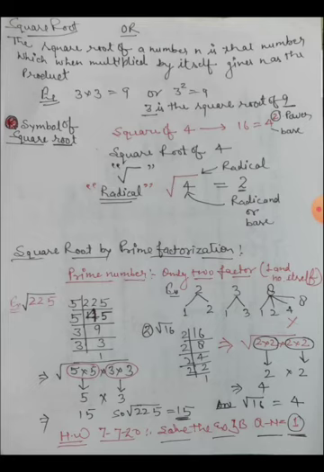This method is very easy. Every student is familiar with the prime factorization method. You find the prime factors, then you make the pairs, then pick out the pair's number. How many numbers? Only one number. Pick out only one number from each pair, then multiply the numbers, and you get the root of the given number. So this was all for today.